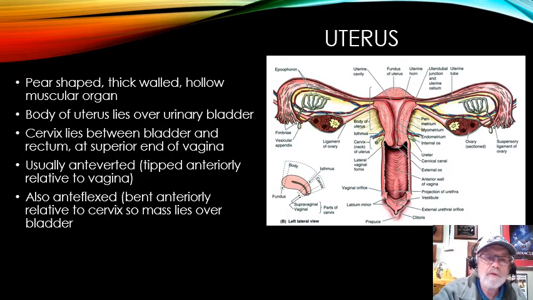And again, if I'm drawing where the uterus is, this is the uterus right in here. It's a pear-shaped organ. It sits over the top of the bladder, like I mentioned.